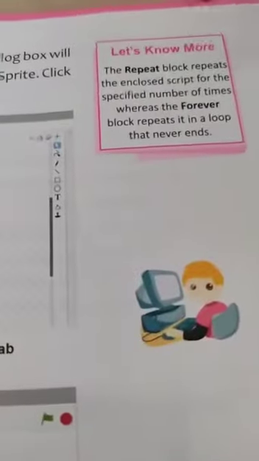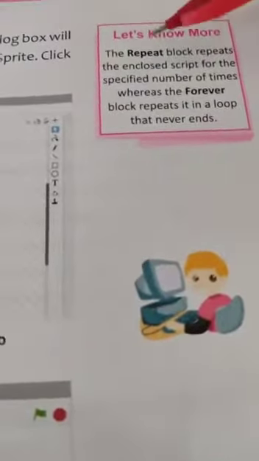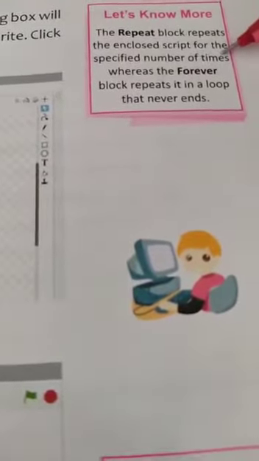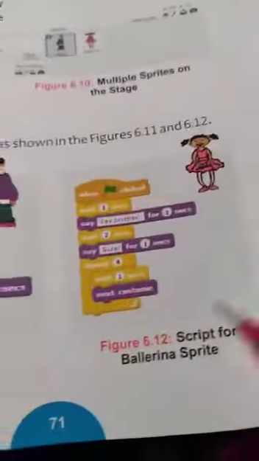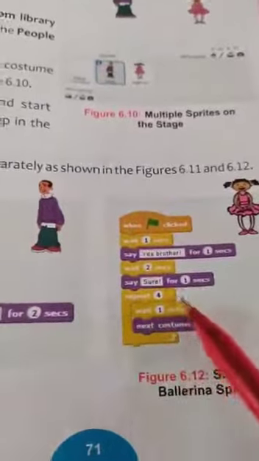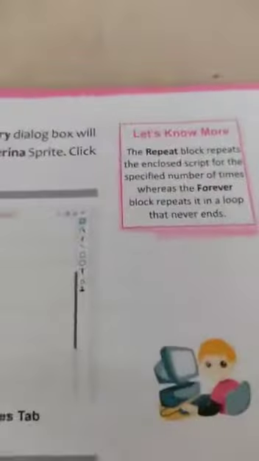Let's know more. The repeat block repeats the enclosed script for the specified number of times. So if you use a repeat block in the script area, it will repeat the enclosed script for the specified number of times. Whatever number you mention there, for example here 4 was written, the set of blocks will be executed 4 times. If you have written 8, it will be executed 8 times.